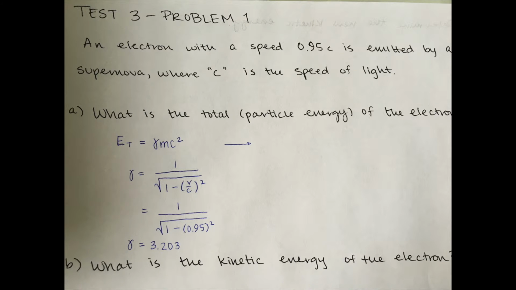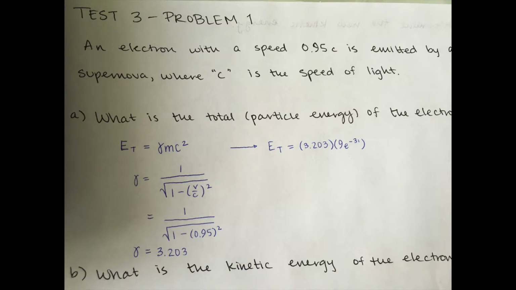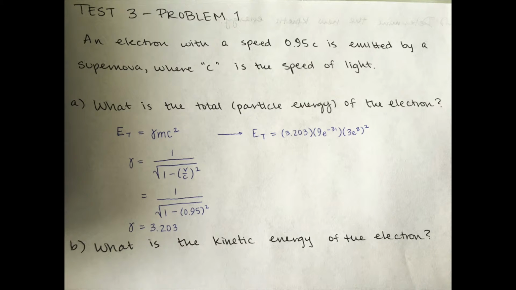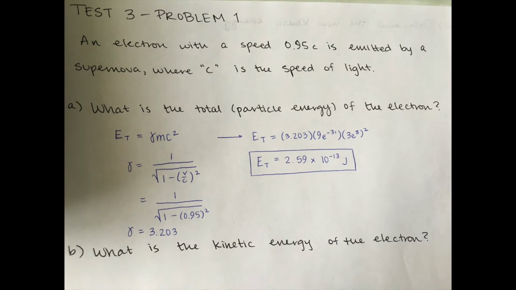We plug in gamma as 3.203. For mass, we use 9 times 10 to the negative 31st, which is given in your formula packet, and 3 times 10 to the 8th, squared, for c squared, which is also found in the packet. From here, we get that total energy is equal to 2.59 times 10 to the negative 13 joules.